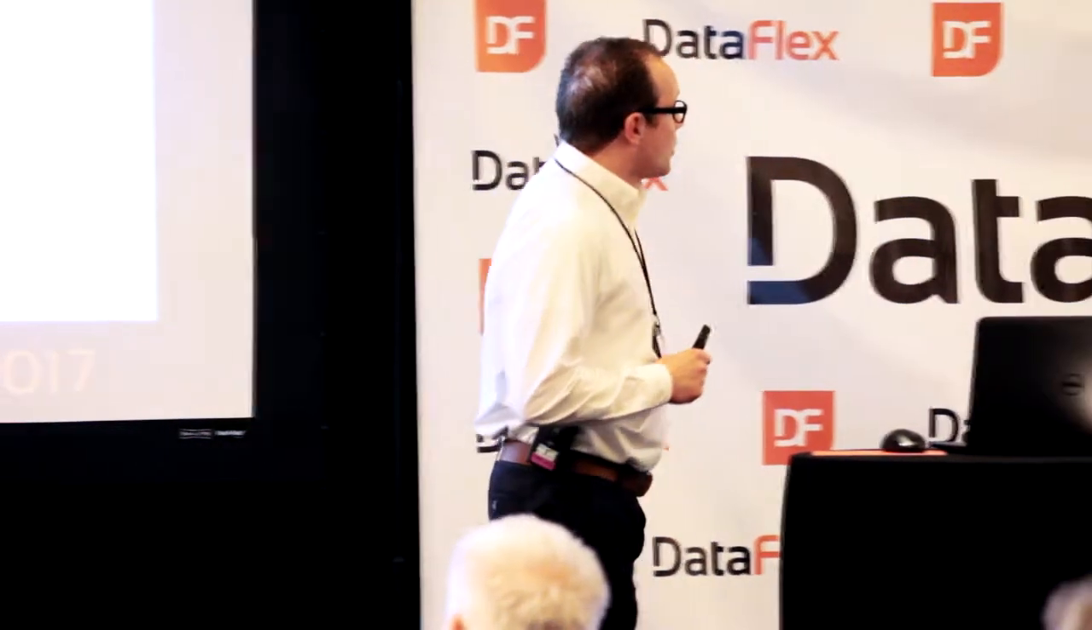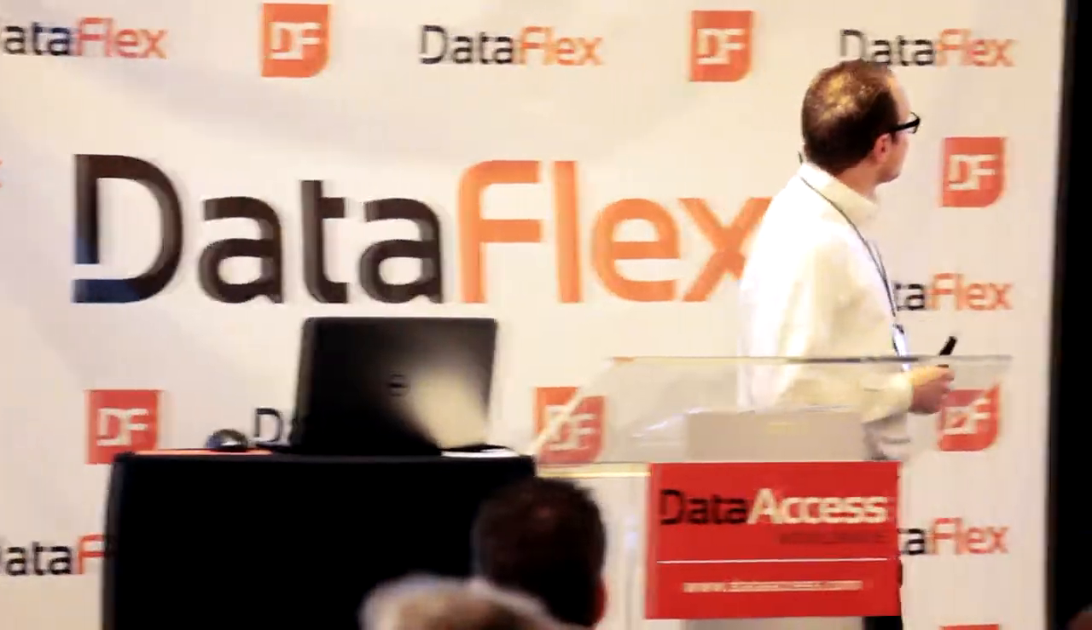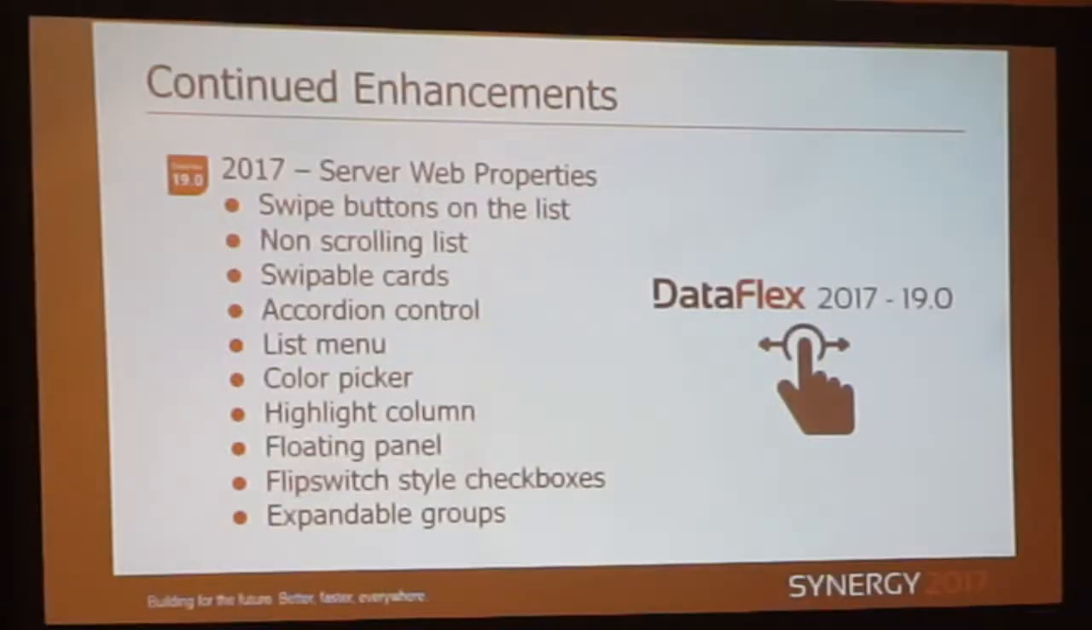And for 2017 we have 19.0 coming up. The biggest change in the framework itself is the support for server web properties, and then there is a whole list of new things that we added. We improved touch support. We invented a non-scrolling list. We added a color picker, and we'll look at that in a little more detail during the presentation.